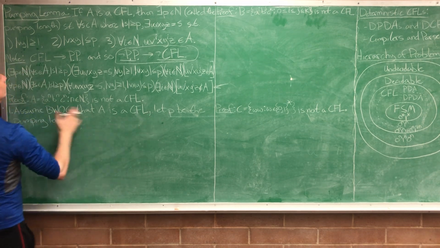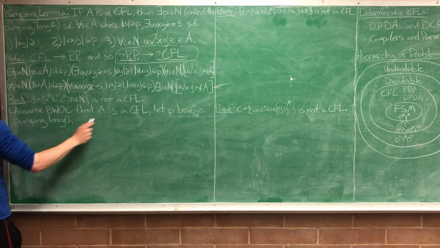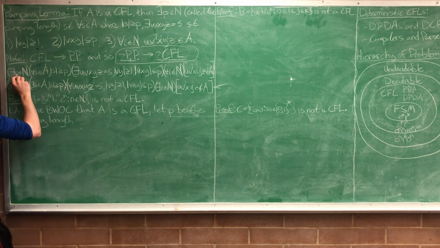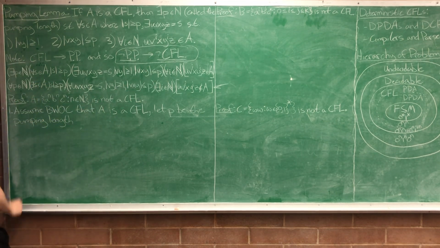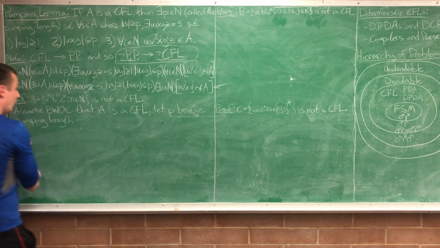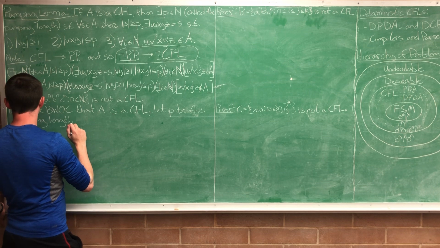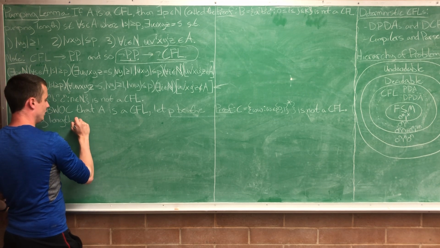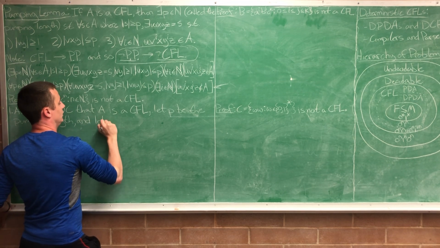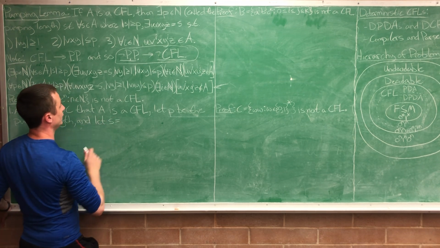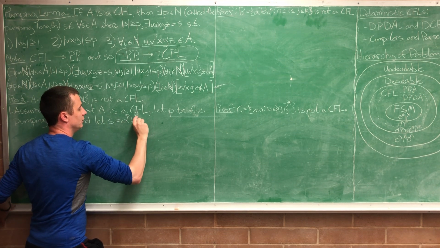Let P be the pumping length. So P is whatever this number is here. Since A is a context-free language, then there must exist some P such that no matter which string you choose of length at least P, this is satisfied. So let P be the pumping length, or the length given by the pumping lemma, and let S equal the string a to the P, b to the P, c to the P.